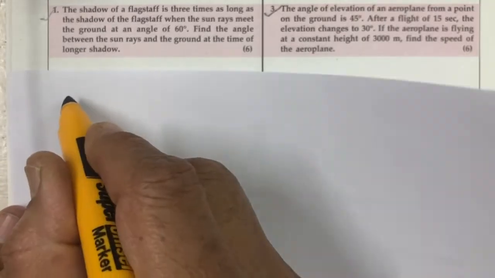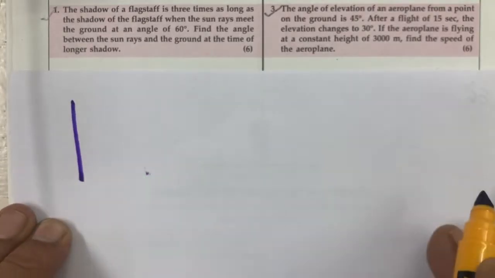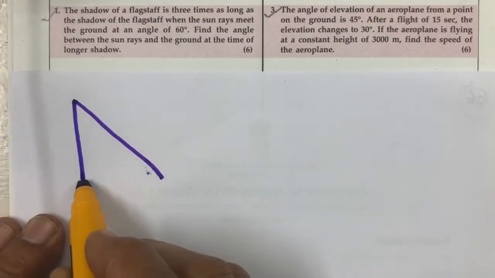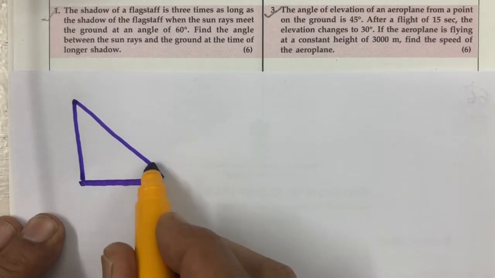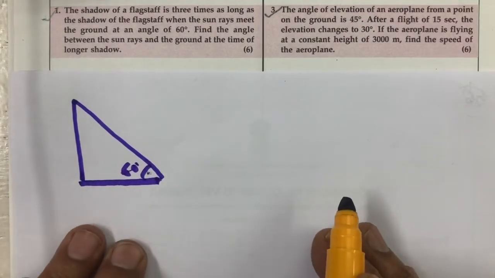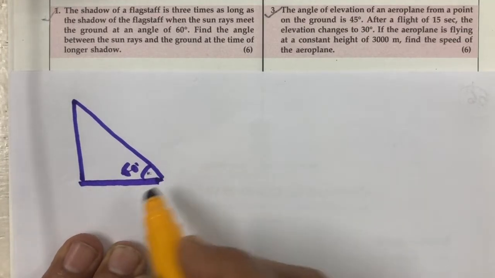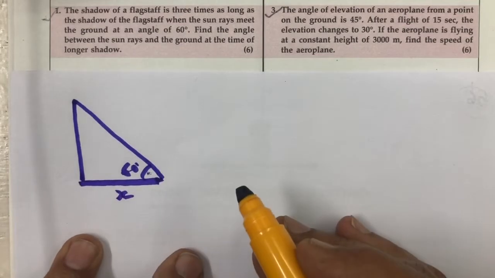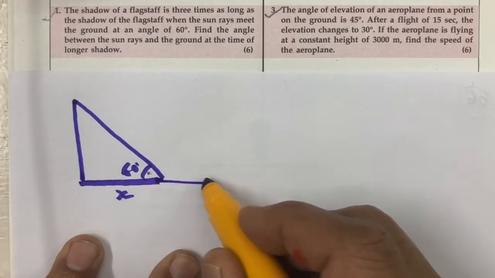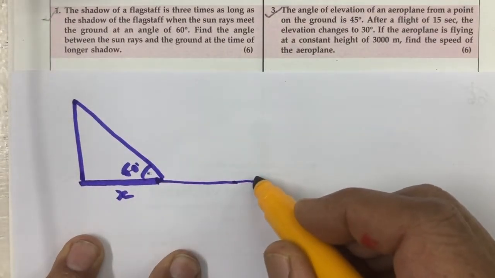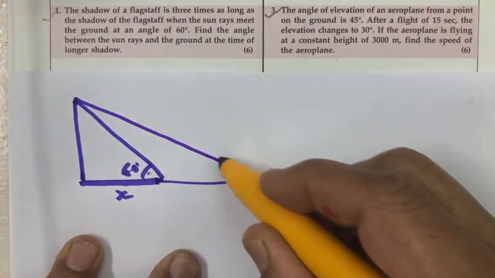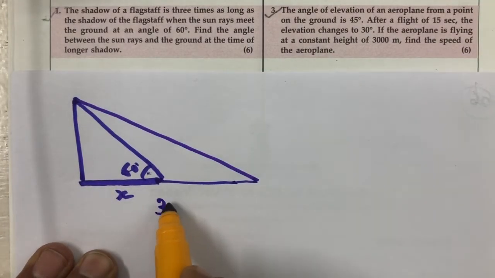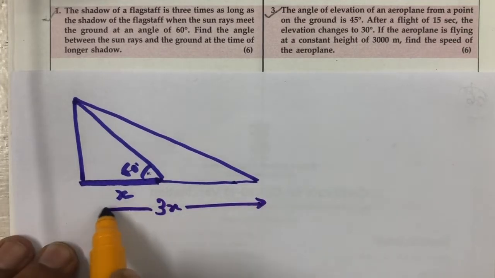So diagram is like this. First, the shadow is always on the ground. So this is the first time when the angle is 60 degree. When the angle is 60 degree, the shadow is here, say x. But after some time, what the question says, the shadow of the flagstaff is 3 times that of the previous. So initial shadow length x, but now this time the shadow's length is 3x.